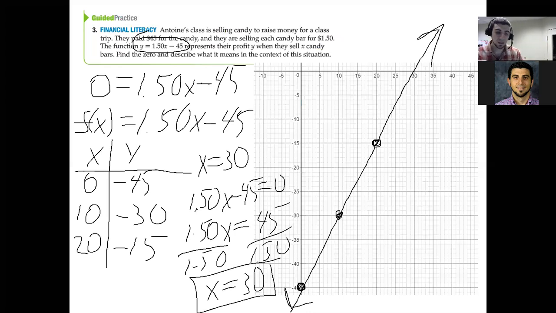So what does that mean in the context of this situation? That means that Antoine's class will have to sell 30 candy bars before they begin to make a profit. So they spent $45. They have to sell 30 candy bars just to make up that $45. And then once they sell the 31st candy bar, they'll begin making a profit to raise money for the class trip.